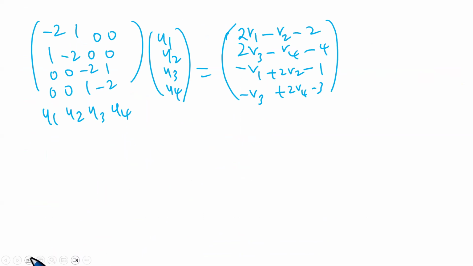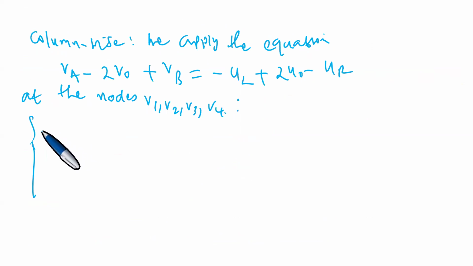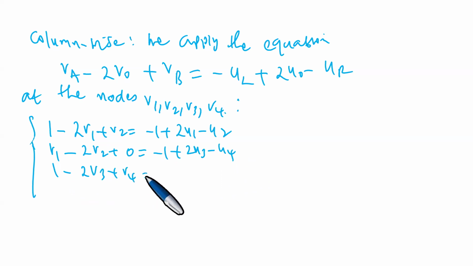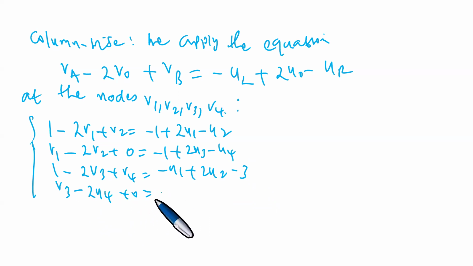Now let us write all these things here, corresponding to V1, V2, V3. The first one is V1, minus 2V1, V2, minus 1 plus 2U1, U2. Then V1, minus 2V2, V3, 0, minus 1 plus 2U3, U4. Then 1 minus 2V3, V4, minus U1 plus 2U2. I'm just moving because I want us to finish these things. Otherwise, we'll just look at the diagram for the whole day. And then V3 minus 2V4, plus 0 boundary, equals minus U3 plus 2U4 minus U3. We've written it like this.